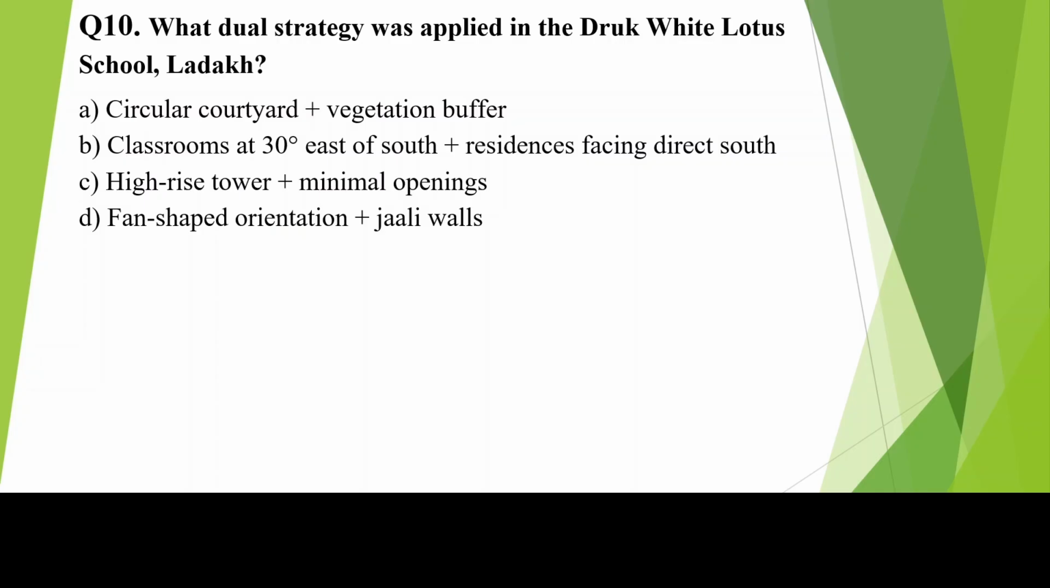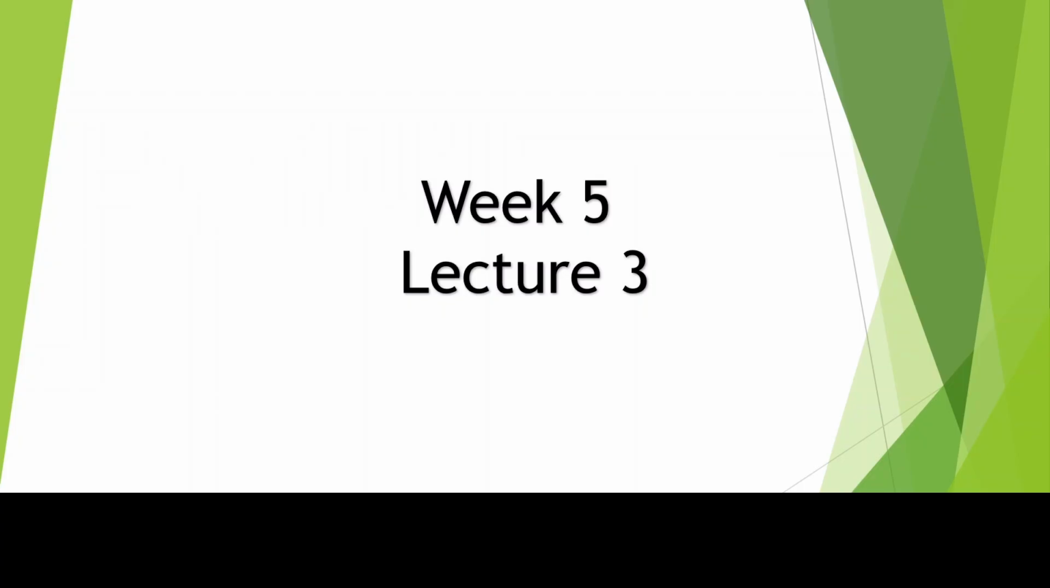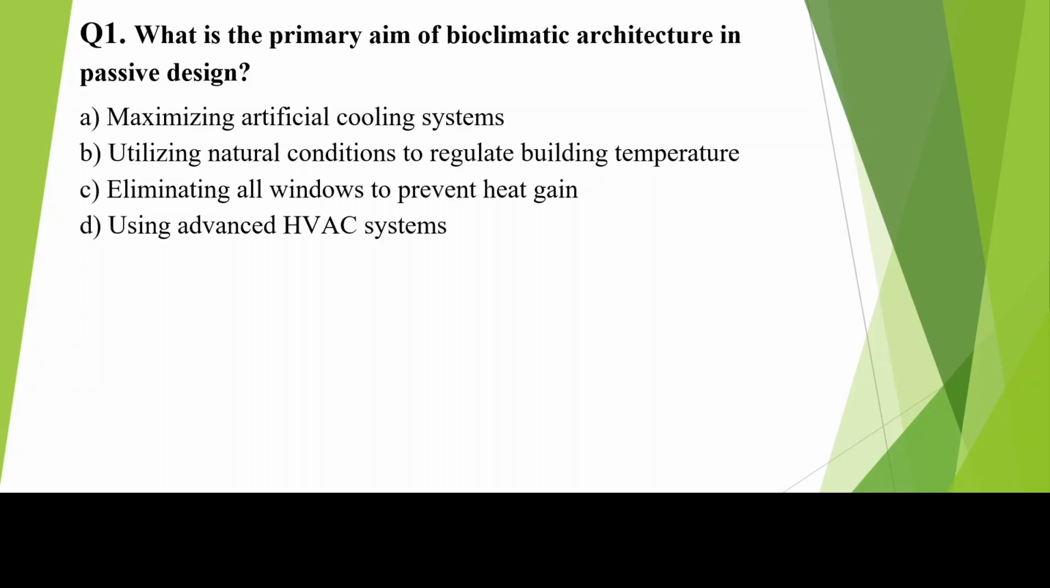The residences store the direct solar heat for night comfort, when people go to the residence after the classes. So these two strategies combined optimize Ladakh's high altitude solar potential. You have understood and marked it correctly. So with this, let's move to the week 5, lecture 3 content and try to solve some simple problem questions from that lecture. Here is the first one then. What is the primary aim of bioclimatic architecture in passive design?